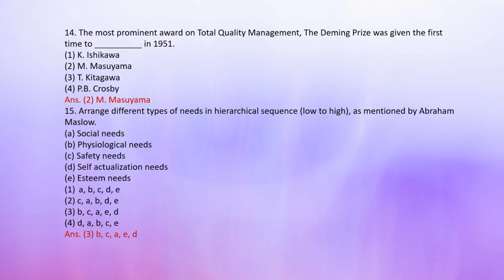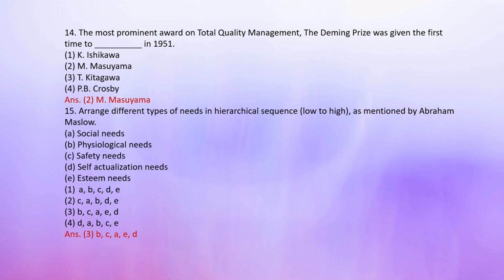Number 14. The most prominent award on total quality management, the Deming Prize, was given the first time in 1951. Correct options are number 1. K. Isikawa, 2. M. Masuwama, 3. T. Kitagawa, and 4. P. B. Crosby. And correct answer is 2.